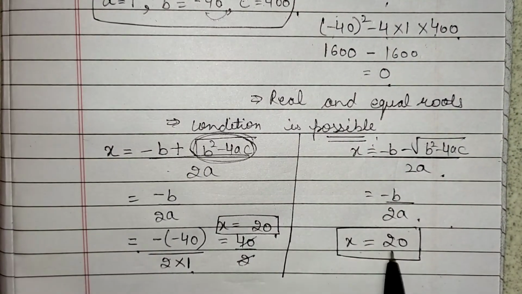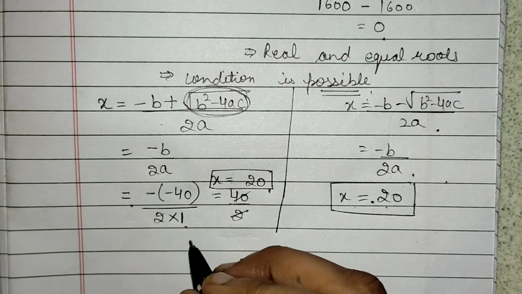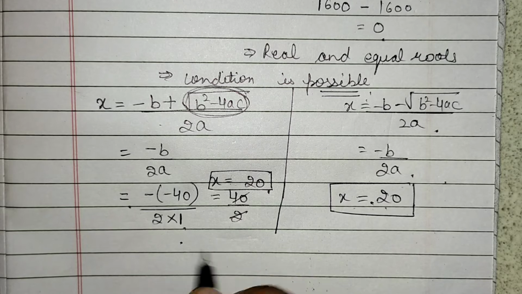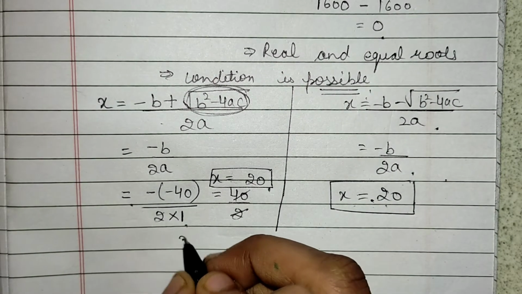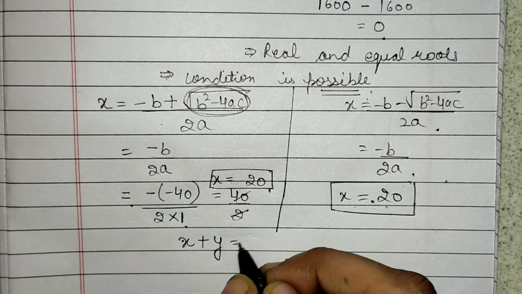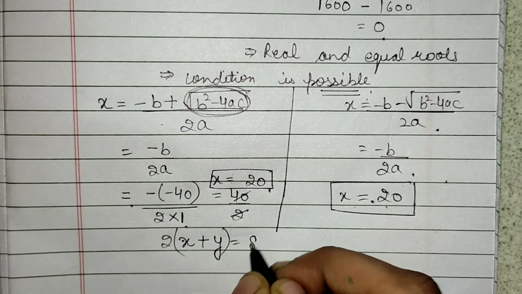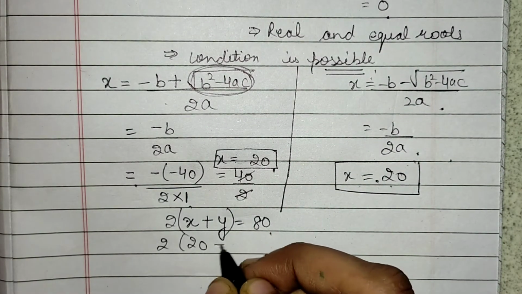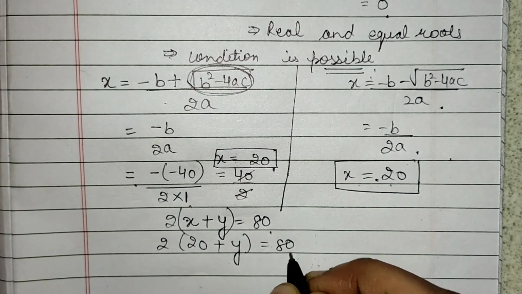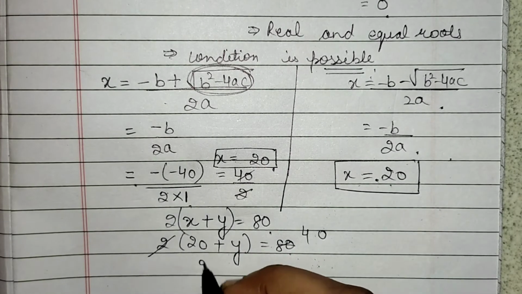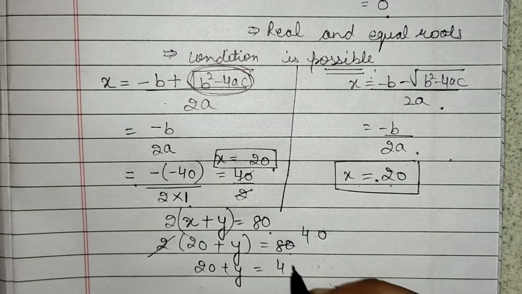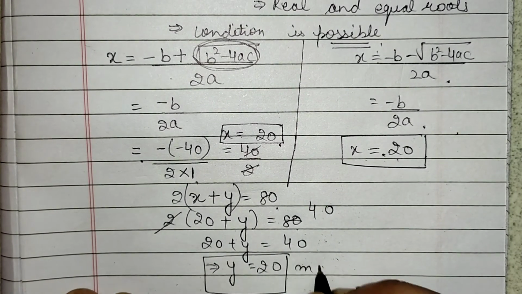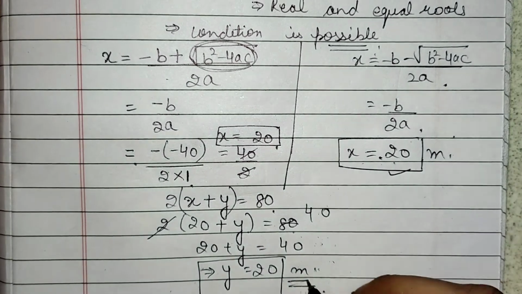So my length will be equal to x, which is 20. And how will I find out the breadth? Do not forget to find out the breadth in your exam, otherwise you will lose your marks. Okay, so it is given to you that perimeter 2 into x plus y is equal to 80 meter, and 2 into x you have derived 20, plus y is equal to 80. So 20 plus y will be equal to 40. So that means your y will be equal to 20 meter. So this was about your length and breadth.